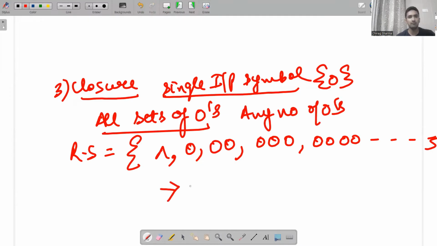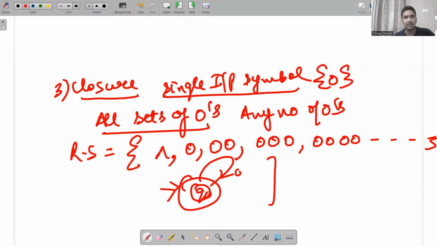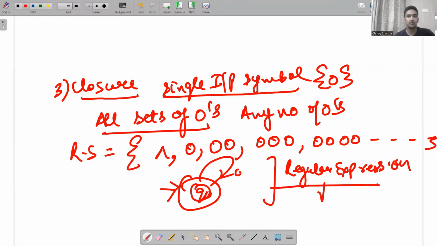My automata would be q naught. Since null is accepted, the initial state becomes a final state, and it has the loop of 0. Whenever there is a loop of anything, that is represented in regular expression form always by 0 star.